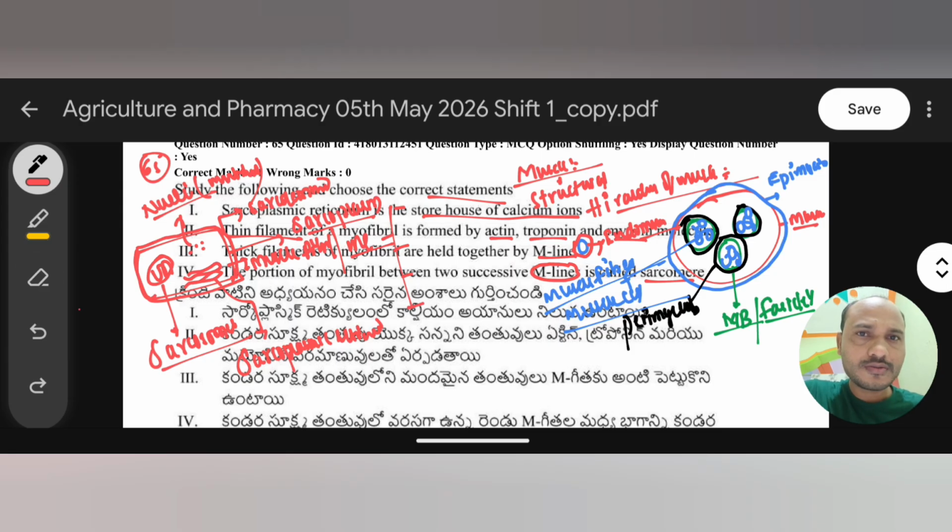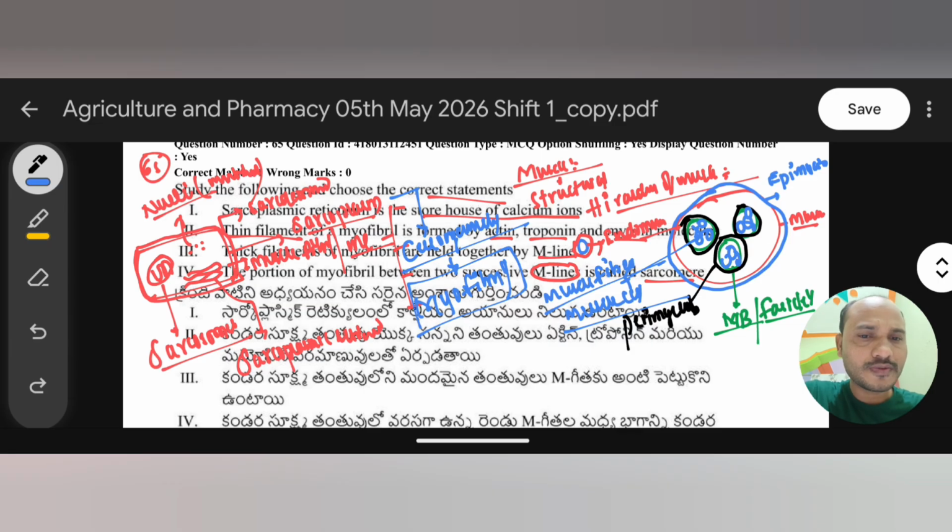But here we need to know, sarco means cytoplasm, so the cytoplasm of the muscle is called sarcoplasm. Now this sarcoplasm contains specialized cell organelles. That cell organelle is nothing but myofibril. Very important. So myofibril is a specialized cell organelle which is present inside the sarcoplasm of the muscle fiber.